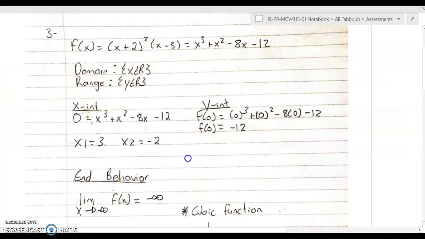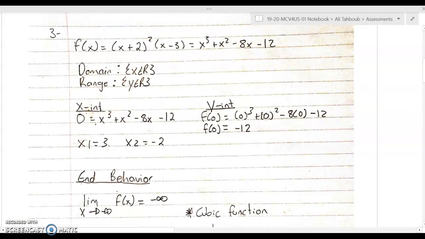Then I was asked to find the x-intercepts as well as the y-intercepts. To find the x-intercepts, I basically made y equal to 0 and solved for the x's. Now, I did not do this algebraically, but you could. It would just take a long time because there's an x to the power of 3 as well as 8 times an x, which is two different terms, which makes it very difficult to do algebraically.